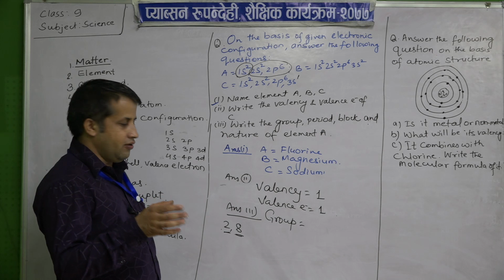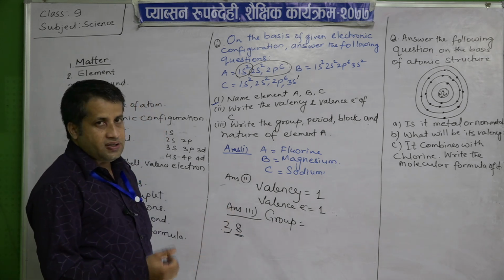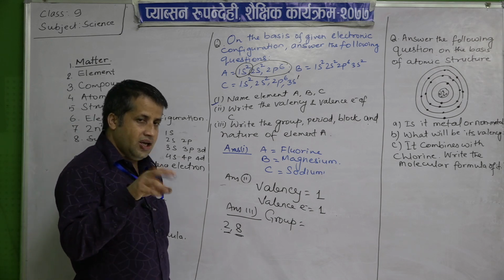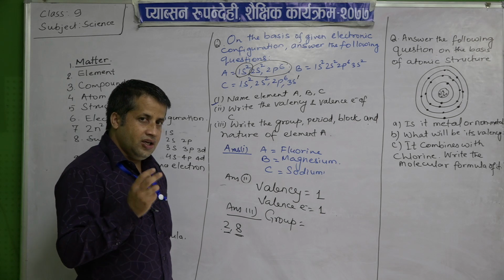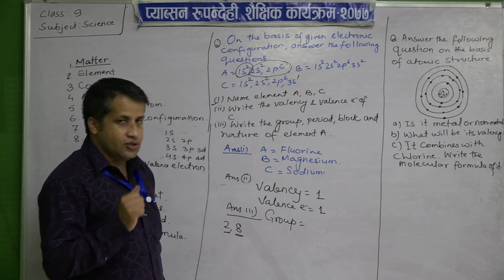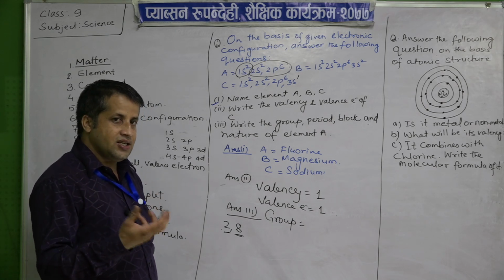In the modern periodic table, if you look at the last one, 8 is there. So, 8 means inert gas. Having 8 electrons in the outermost shell, it has valency 0. It does not react with any other element. So, its valency is 0.